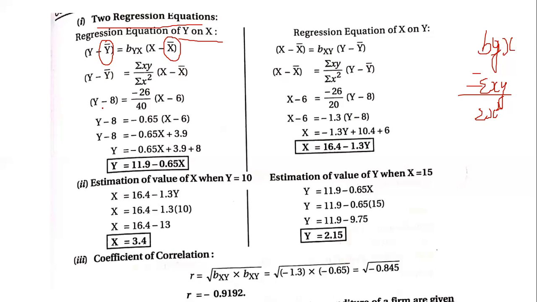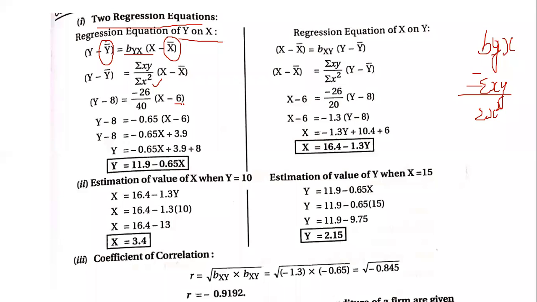So y minus 8, y bar is 8. In the place of byx, we have written this formula sigma xy by sigma x square. Then what is sigma xy? Minus 26, and sigma x square is 40. All this is given in the question. You need not break your head so much. You just have to understand how to apply it into the equation. Then x minus x bar is 6.